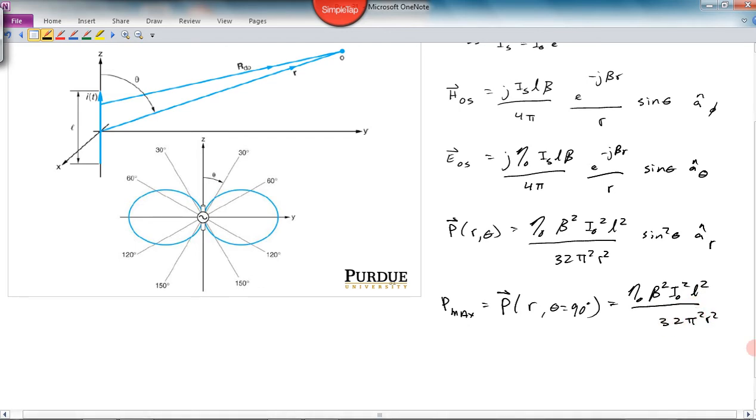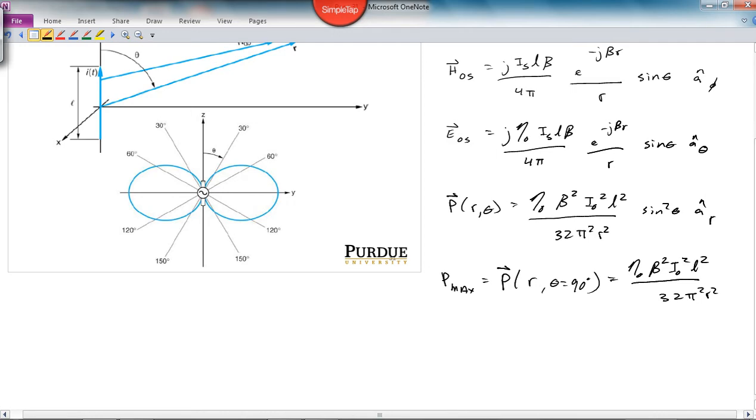So that gives us maximum power. And this tells us that the max power radiated by the dipole increases proportionally to beta squared, I0 squared, and L squared, and it decreases proportionally by 1 over R squared. The further we get away from the antenna, the weaker the signal.